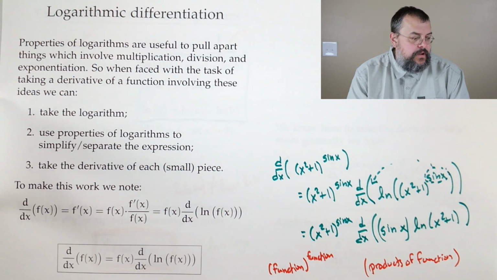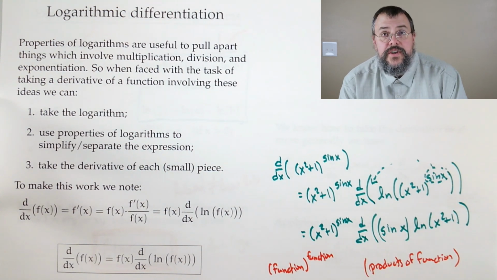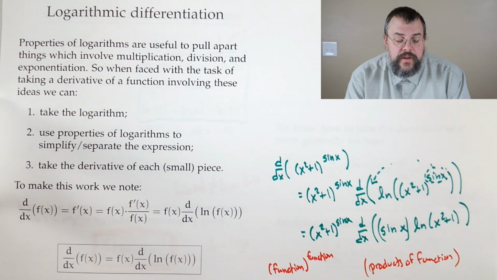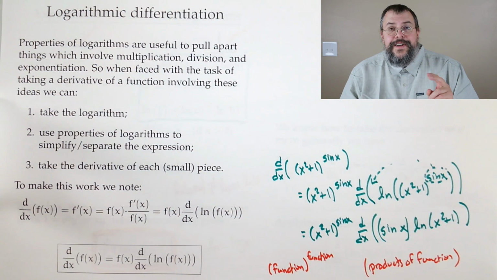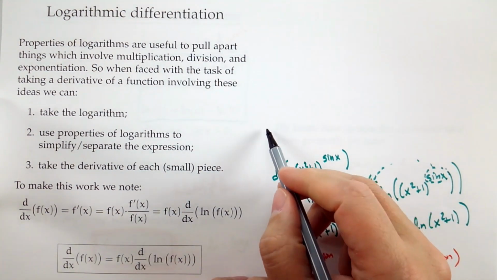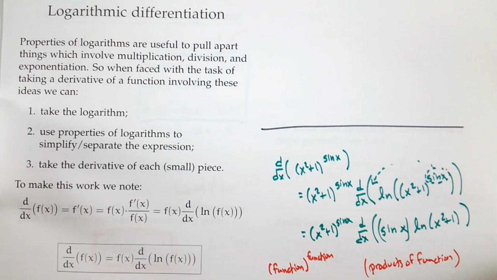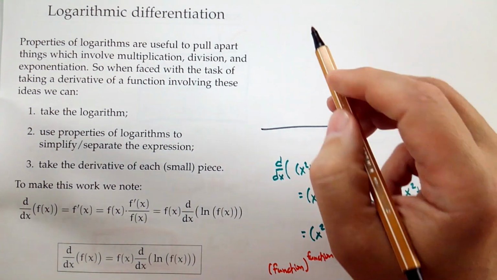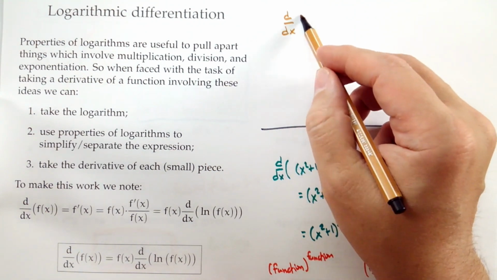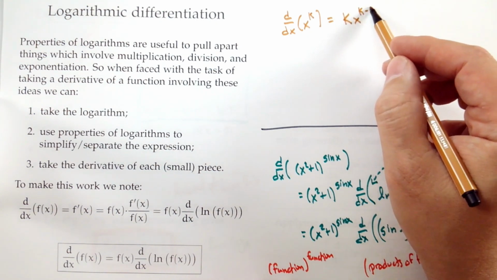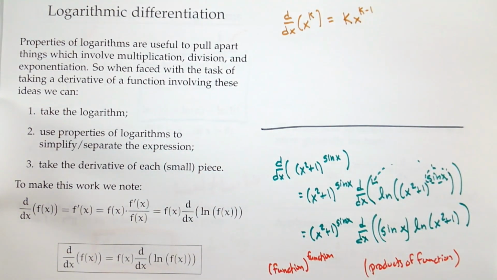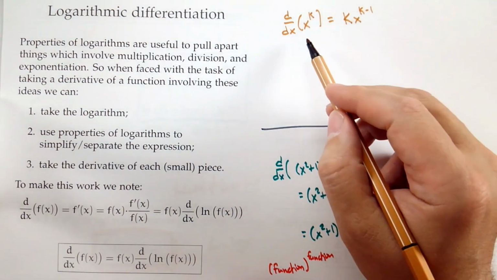All right, cool. Well, that's logarithmic differentiation. Now, I will point out that you can actually do a lot of good stuff with logarithmic differentiation. So let me point out two kind of interesting facts. Recall that we said that the derivative of x to the k is equal to k x to the k minus 1. But we only proved that when k was a whole number. When it's not a whole number, we didn't prove it. But now we can.